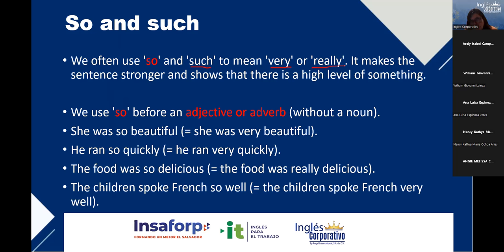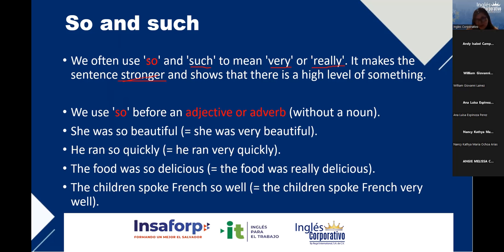Remember we said yesterday that when we use so, we're giving more emphasis to the sentence and we're making the sentence stronger, right? And it shows that there is a high level of something. And of course, something else is that when we use so, I have to add something else to the sentence. For example, if you say, the coffee was so hot that I couldn't drink it. The coffee was very hot. The coffee was really hot, right? But if I say the coffee was so hot, why didn't you drink it? Because it was so hot that it was impossible for me to drink it. So I'm emphasizing and I'm making my sentence stronger, right? When I use so or when I use such.